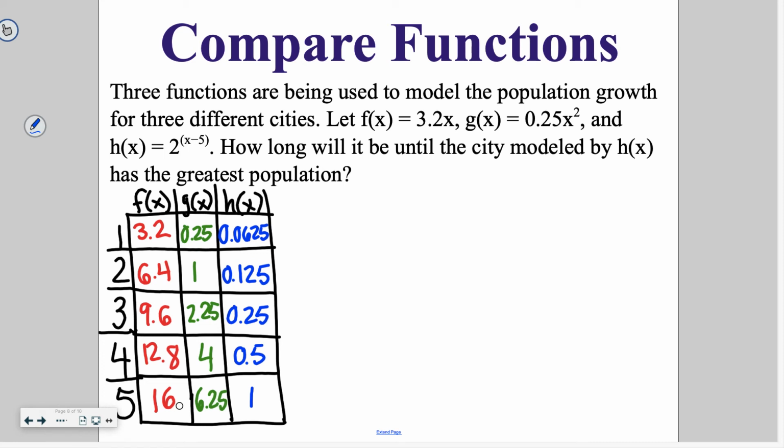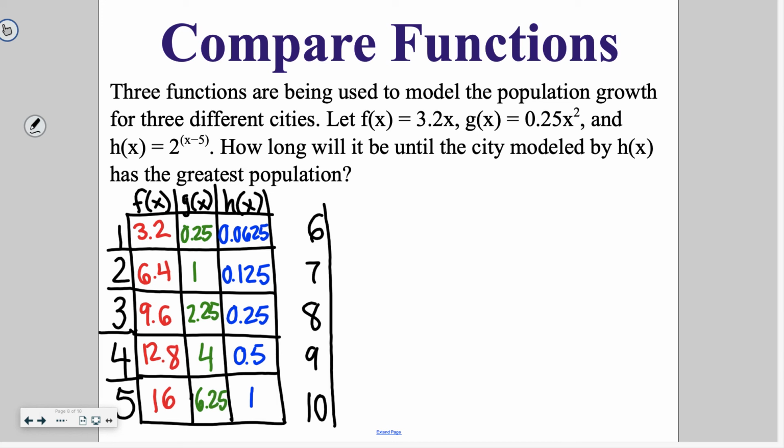So far, f of x is still the biggest one, and I want h of x to be the biggest one. So I'm going to go ahead and look at another group of 5. So I'm going to say 6, 7, 8, 9, and 10. I should note you always want to start at 1 when you are comparing these because our functions are moving from left to right and all of them are getting bigger.